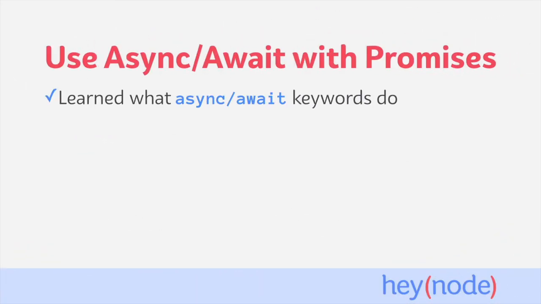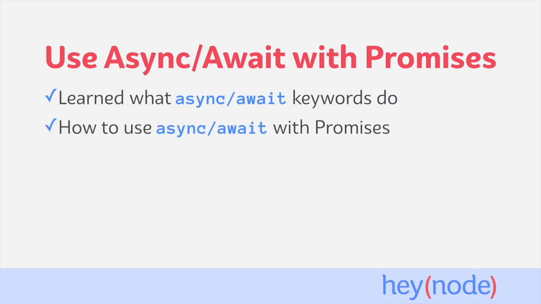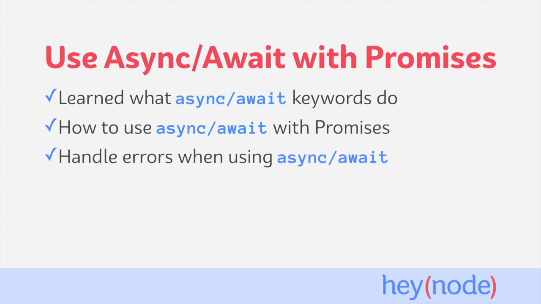To recap, we learned that using the async keyword when declaring a function makes that function always return a promise. And we learned that await will pause the execution of an async function to wait for a promise to resolve. We learned how to use async and await together to work with promises as if they were synchronous code. And we also learned how to handle errors when using async await by either using a try catch block around the await call or by putting a catch handler on the end of an async function when calling it.